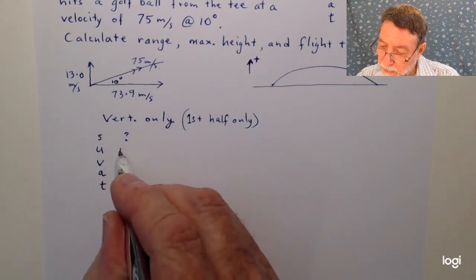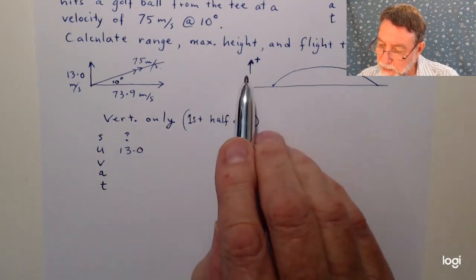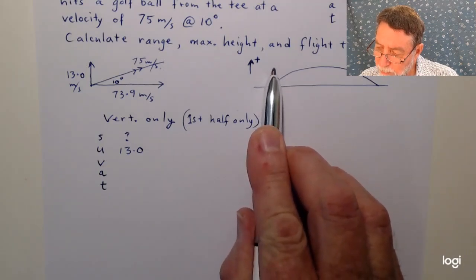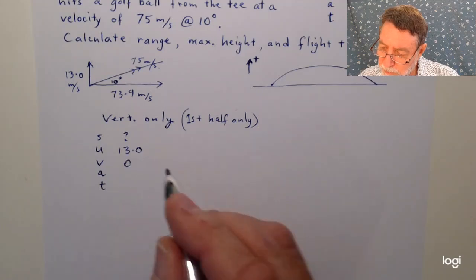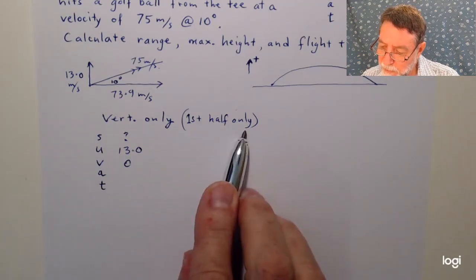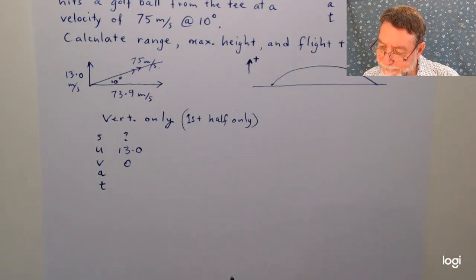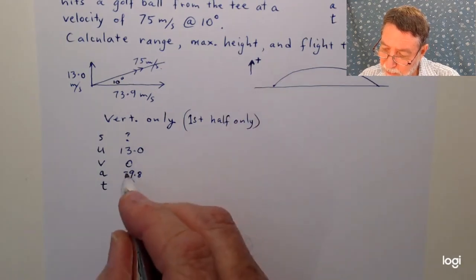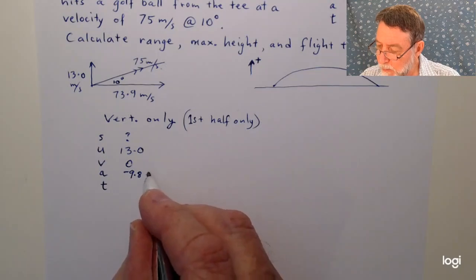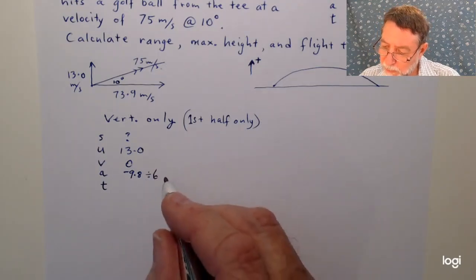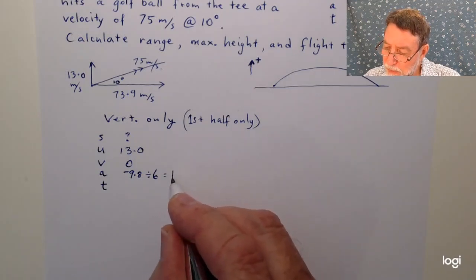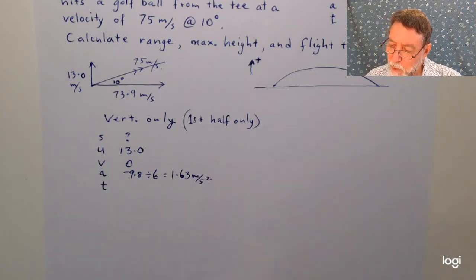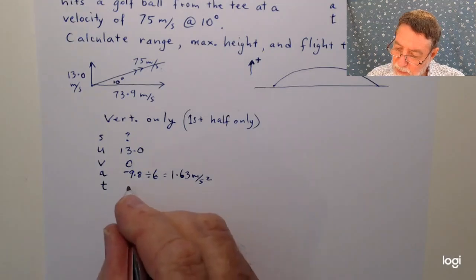Initially, vertically, 13, and it's in the positive direction. The final velocity as you go up, and then you come to the top and you stop, well, 0, final velocity, first half only. Acceleration, well, usually we just put down negative 9.8 because it's in the negative direction, and that's the Earth. So the moon, divide that by 6, 1.63 meters per second squared, 1/6 of the gravity on the moon.